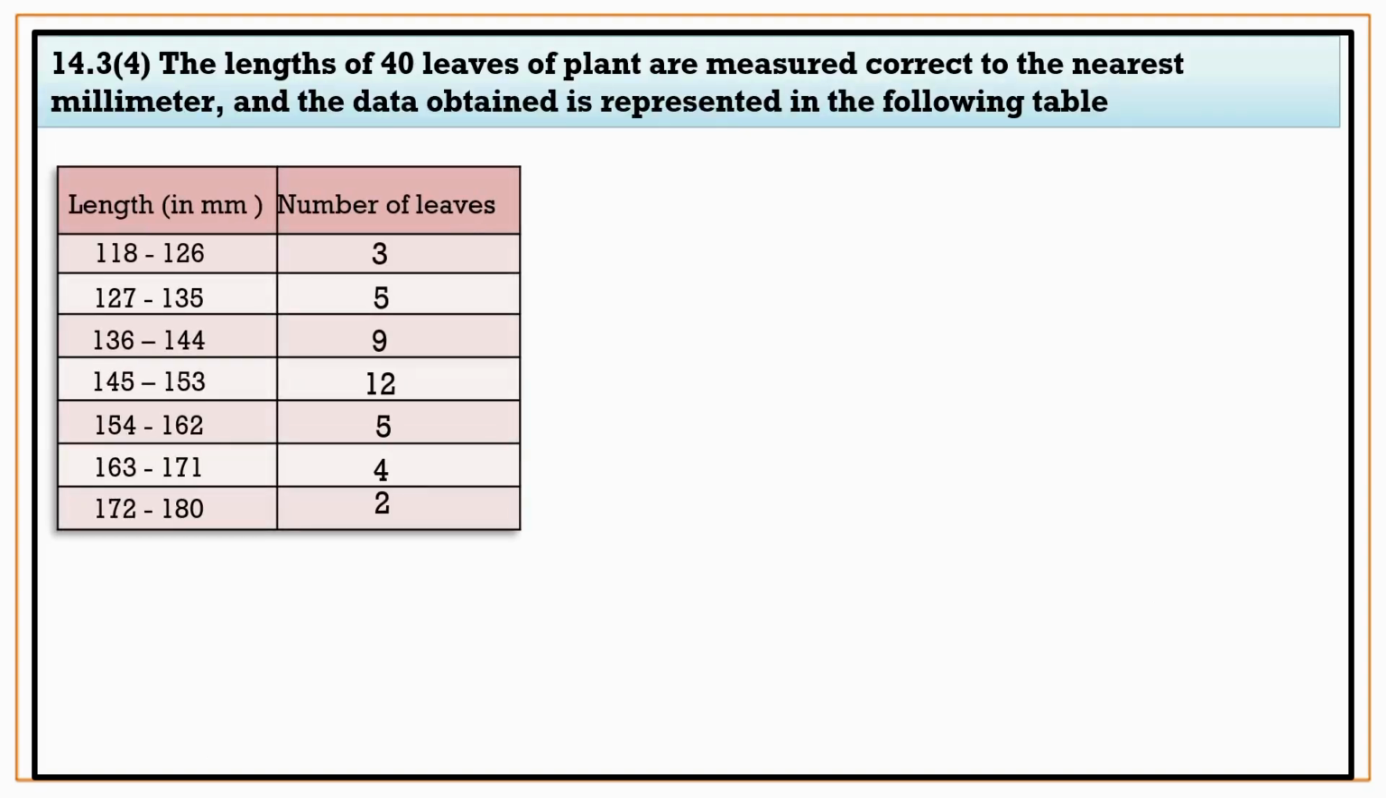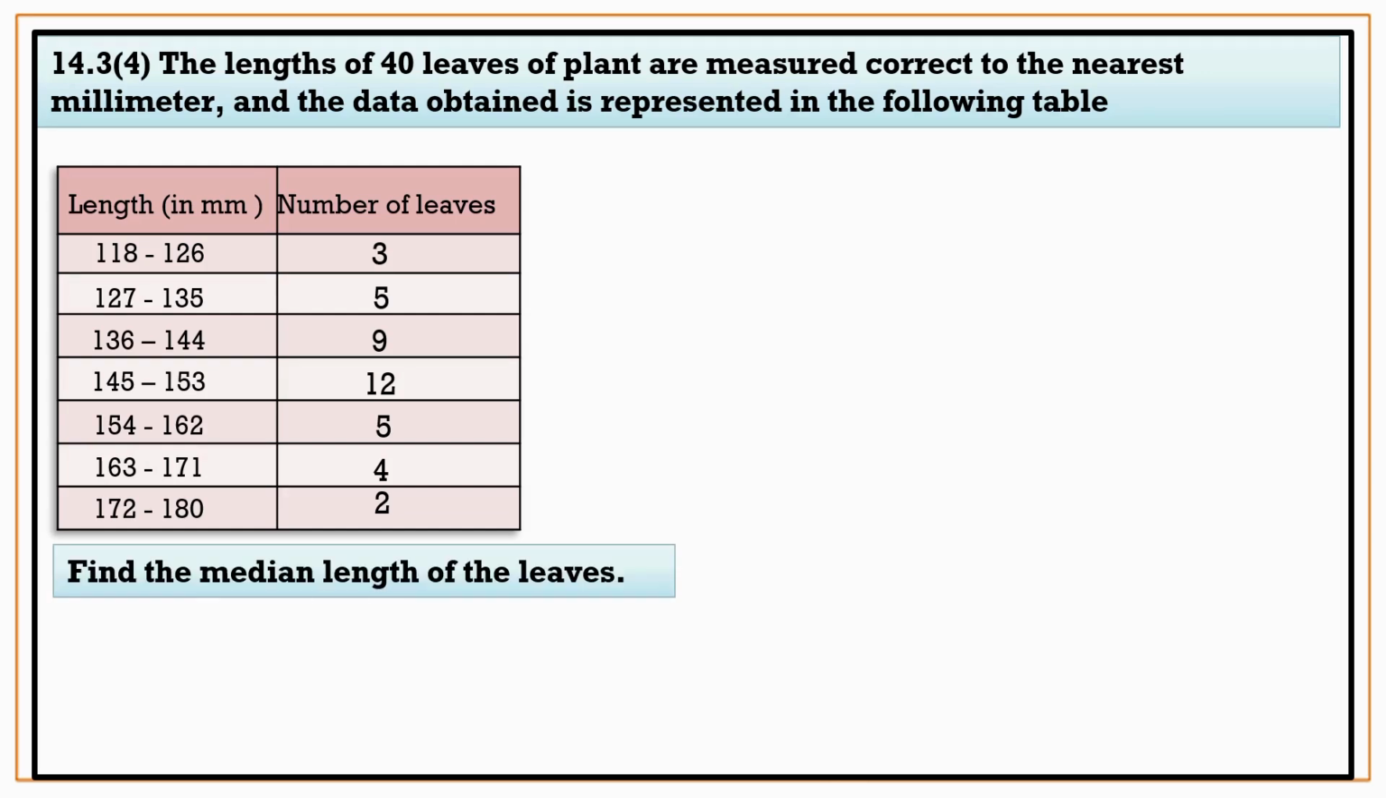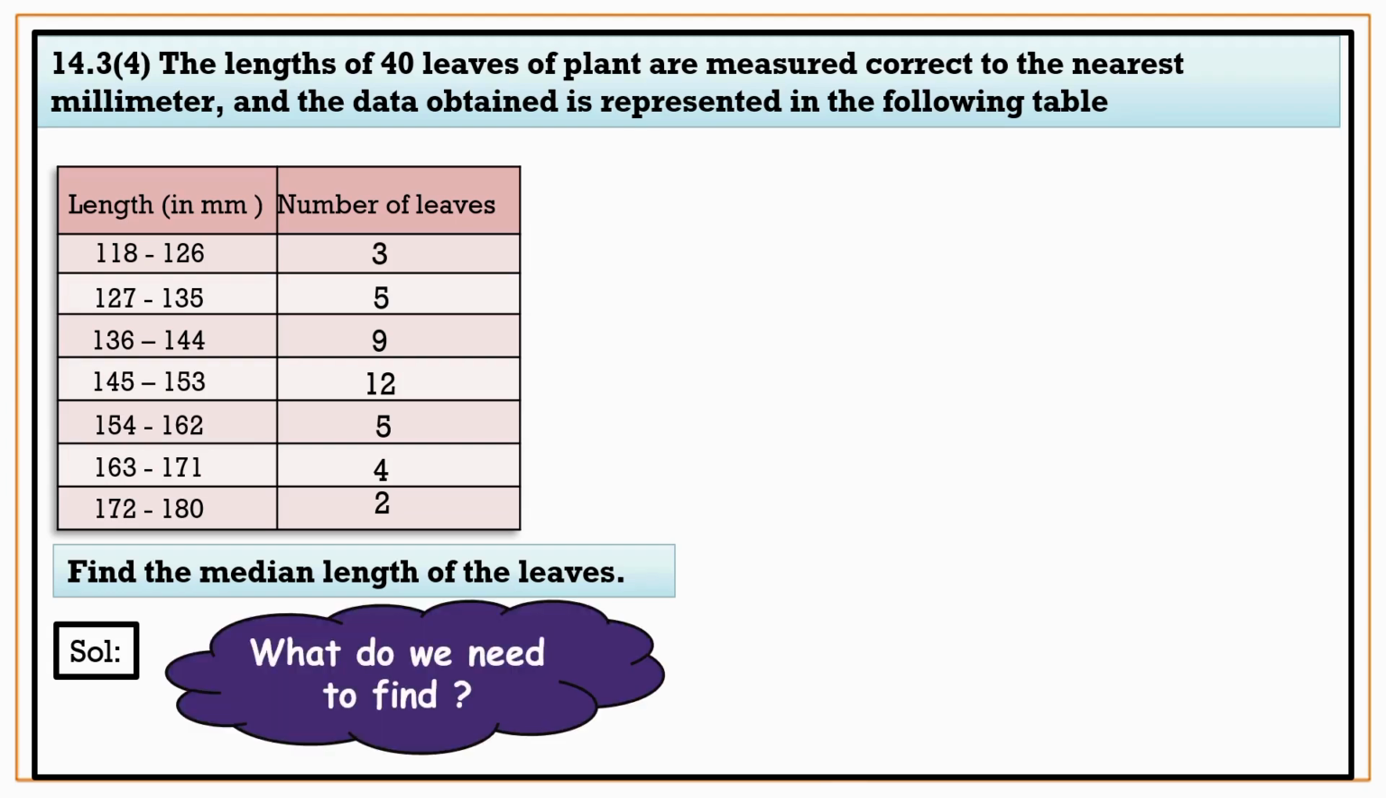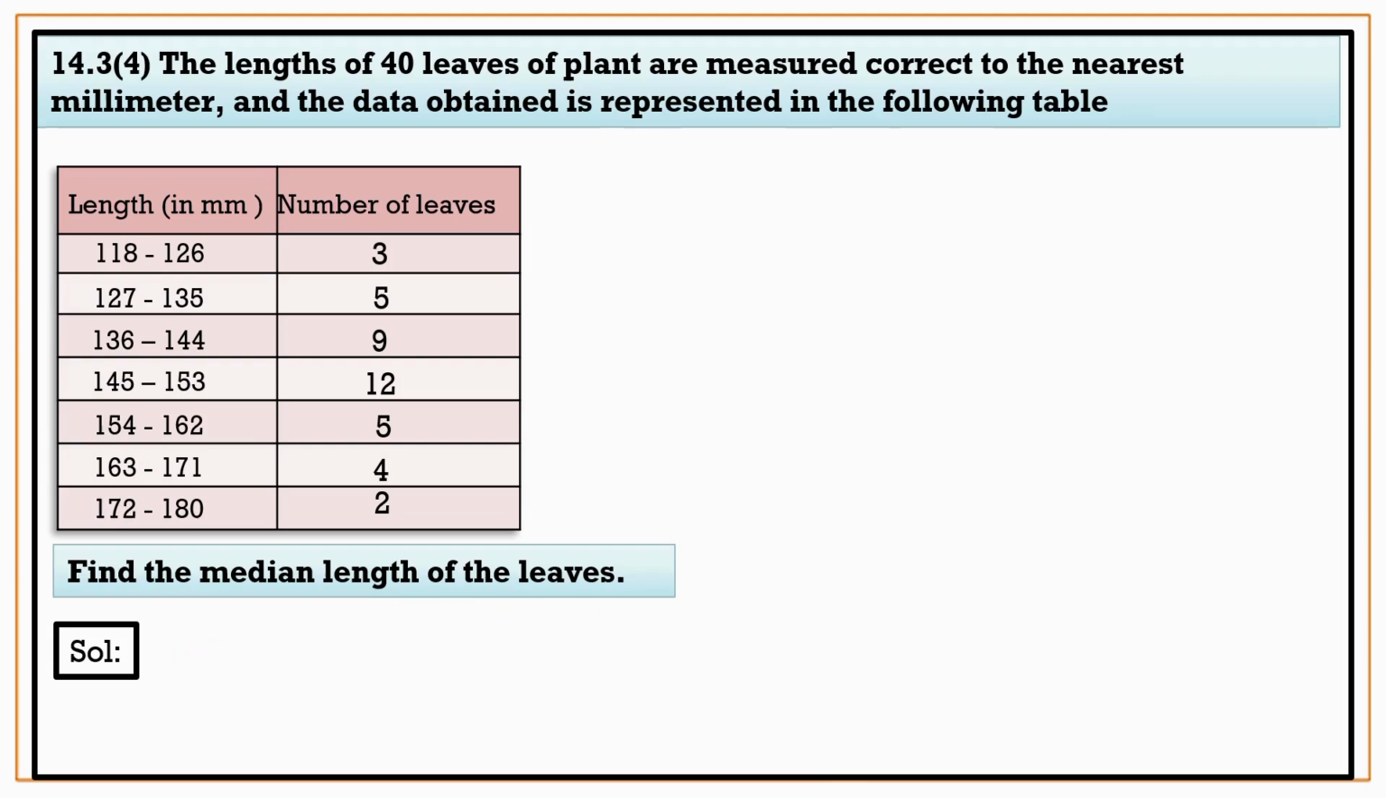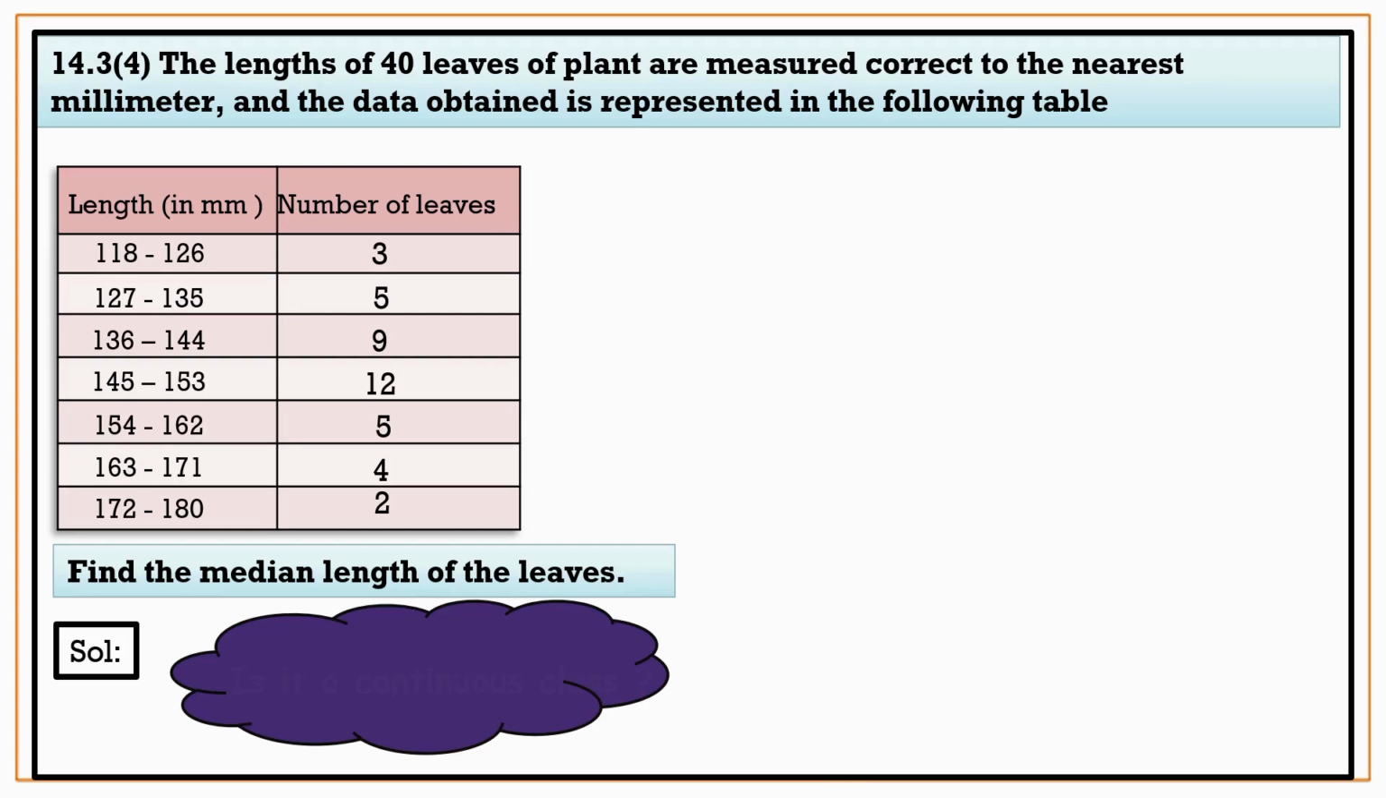The lengths of 40 leaves of a plant are measured correct to the nearest millimeter, and the data obtained is presented in the following table. Here the length in millimeter, that is the class interval, is given, and the number of leaves is given. Find the median length of the leaves. Let us take a look at how to solve this. So we need to find the median length, right?